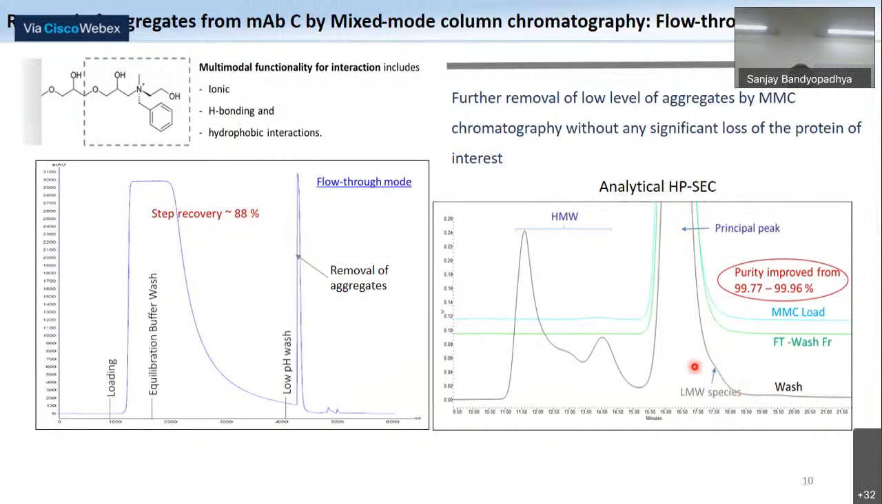And as it shows here, in the flow through and wash mode, the protein of interest shows almost flat here, where normally the high molecular weight aggregates do appear. And then later on, the aggregates all came out from the column matrix. So this is another way to purify. And I want to remind all of you that an improvement from 99.7 to 99.9 normally is not an easy task. Although it's a small increment, it is very significant.